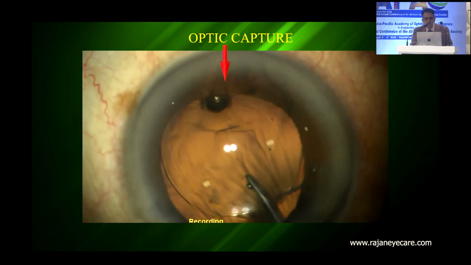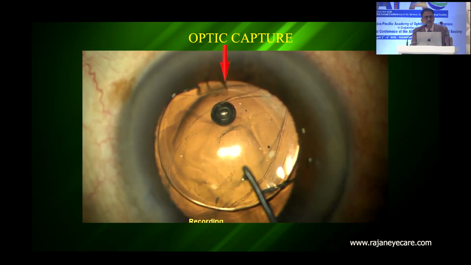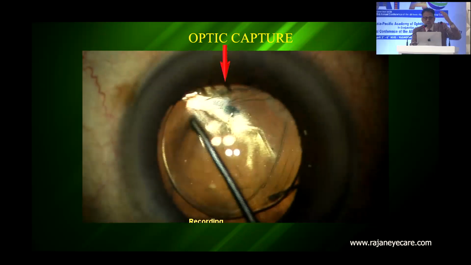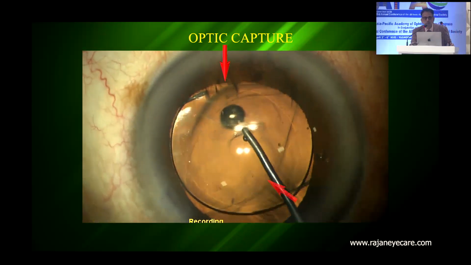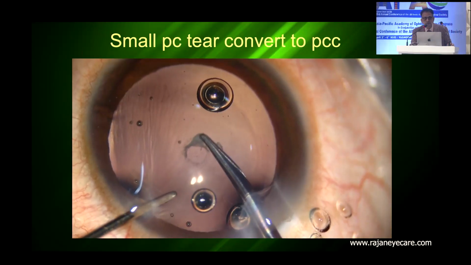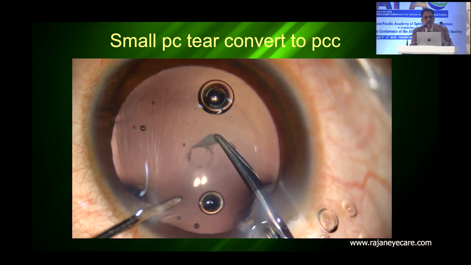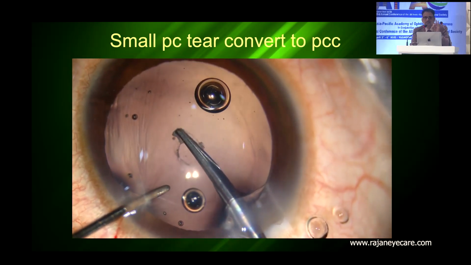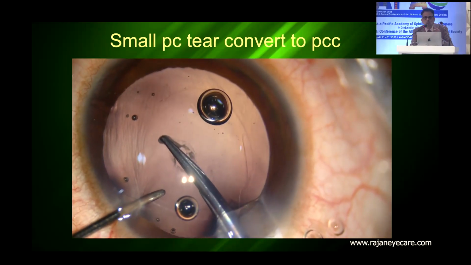The end point of the locking is the ovalization of the anterior capsular rhexis margin. That is the capsular rhexis margin. You can see this lens will not move a micron. You can see the postoperative pictures as well. If the small PC tear converts into a posterior capsular rhexis, because the posterior capsular rhexis is much stronger, then you can go ahead with this thing.